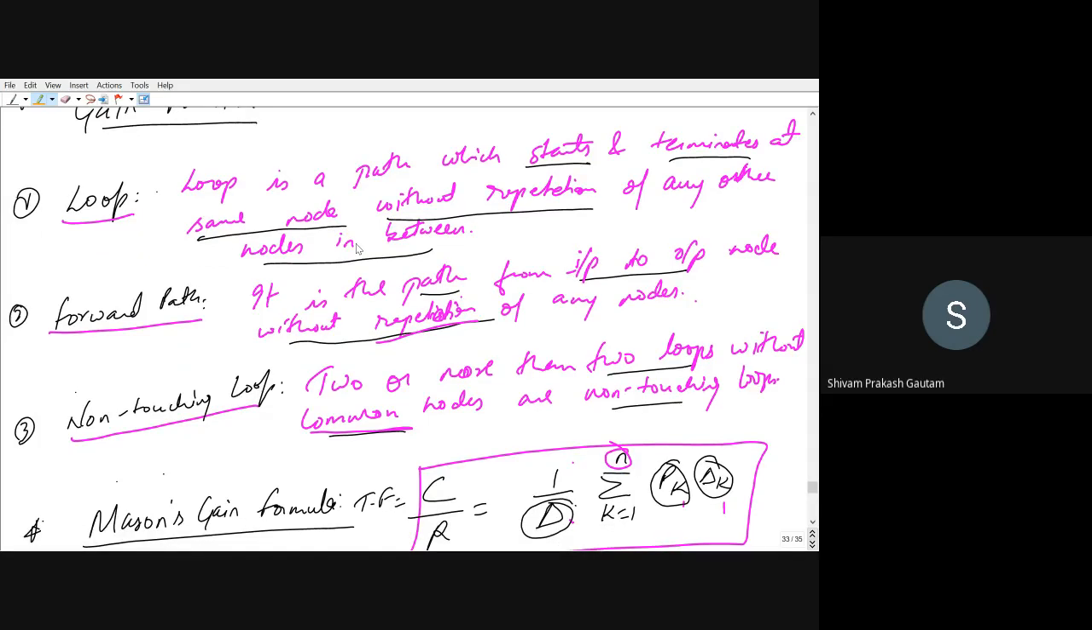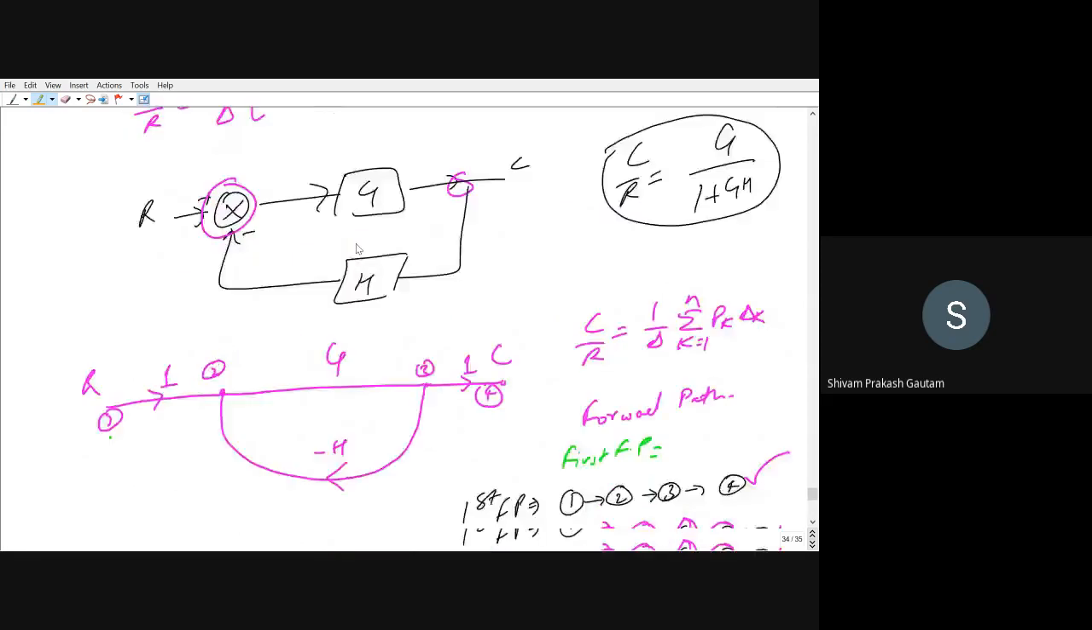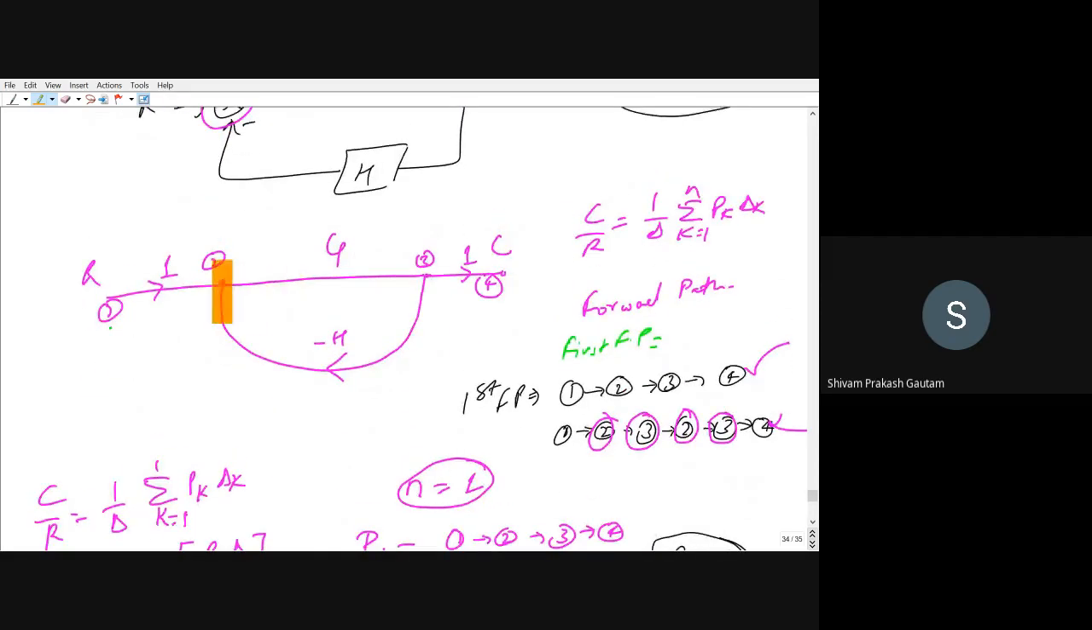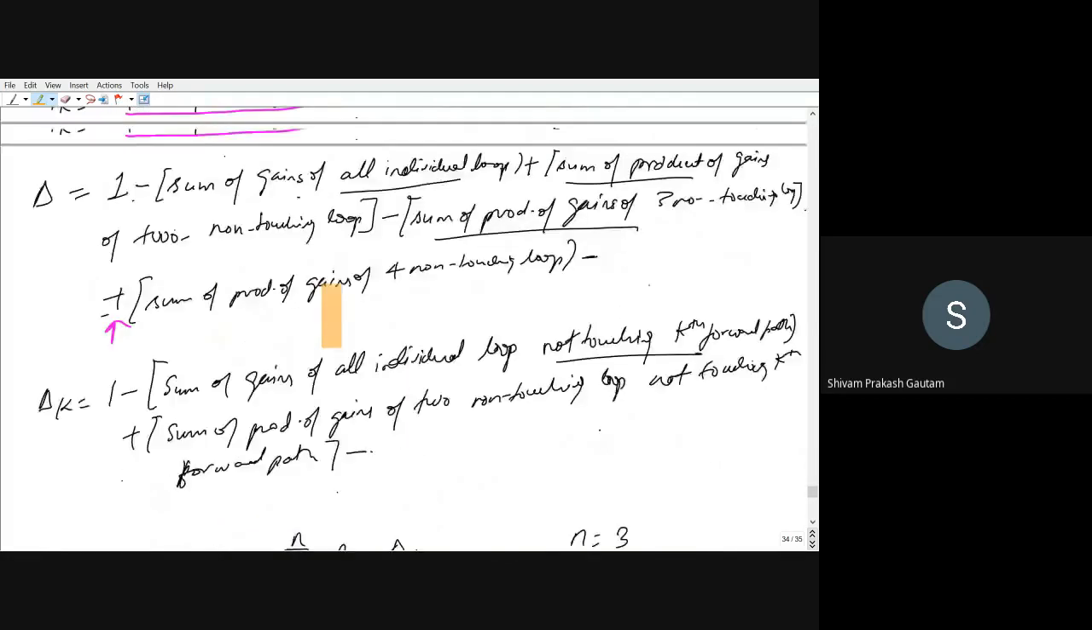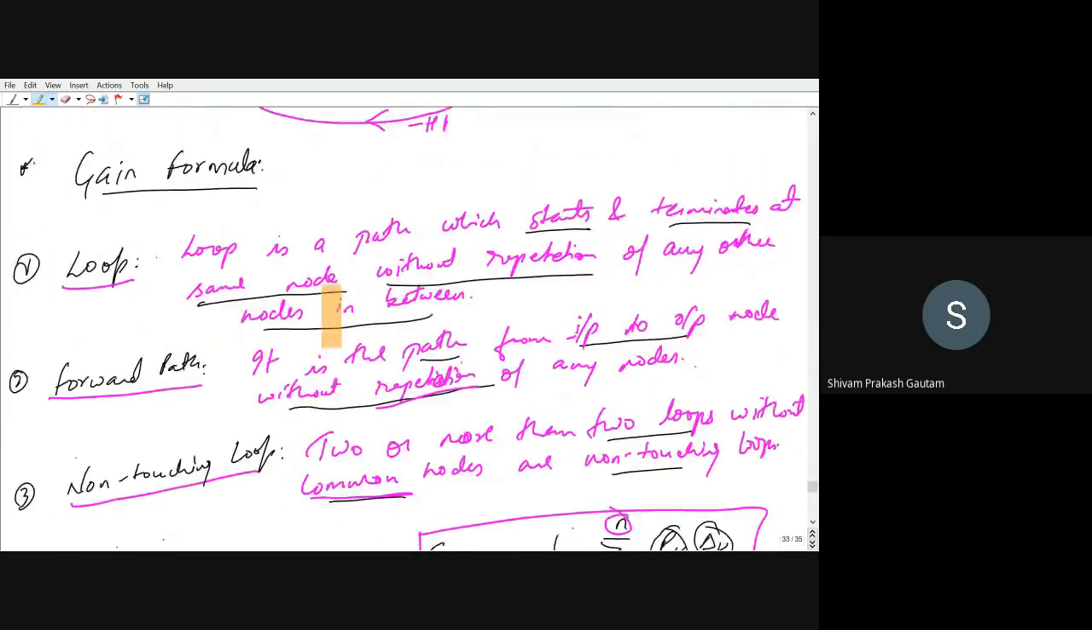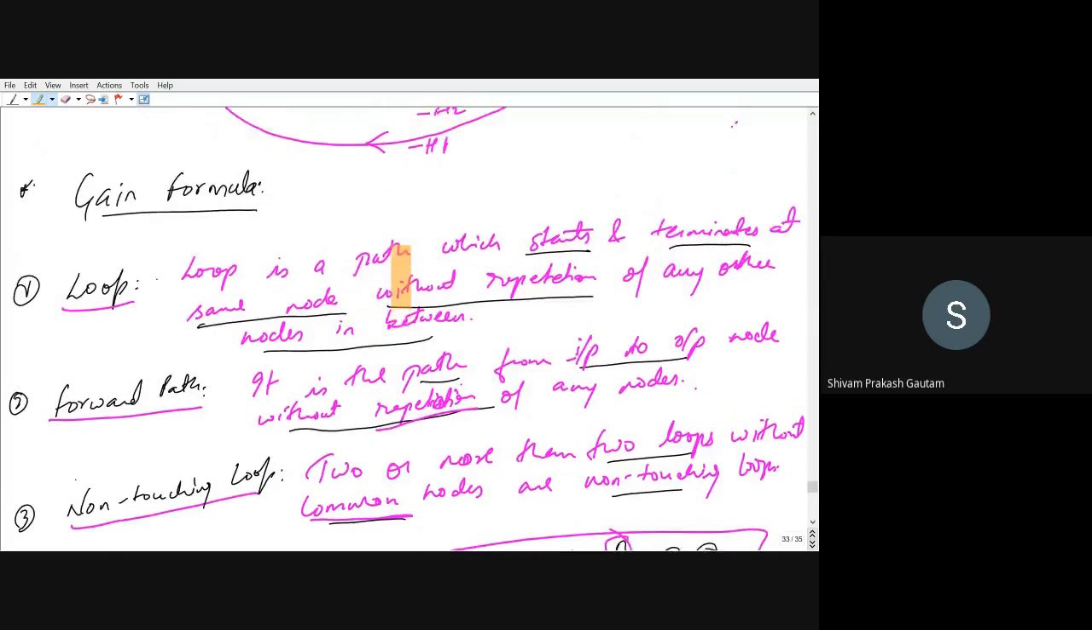For example, let us just see, if we are starting from this point and going to this, because the direction is like here, and again we are going to here. So it is again coming back to the same node and completing a closed path. So this is the definition of a loop. A loop is a path which starts and terminates at the same node.